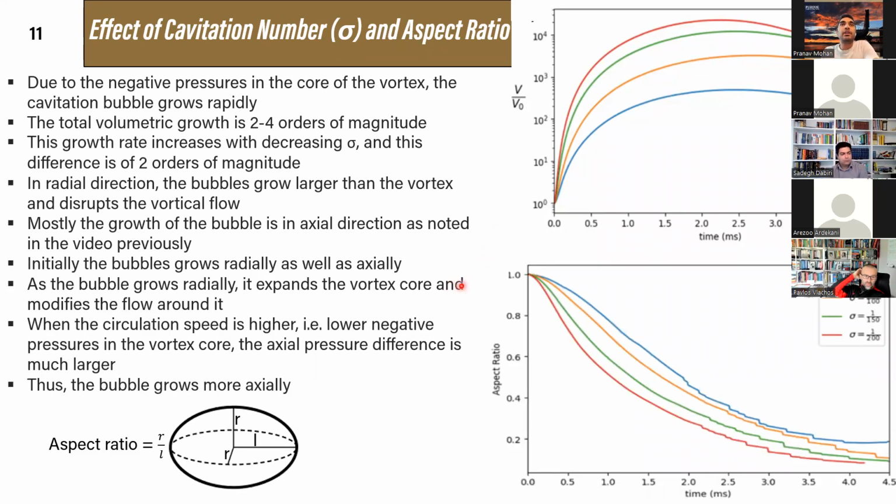Moreover, we also look at the aspect ratio. Aspect ratio is important here because we are studying how the bubble grows axially. So at first, we see that in all the simulations, the aspect ratio is 1. That is, the bubble is circular. However, as we let the simulation run, that aspect ratio decreases. That means it elongates. However, we get more elongation, or the aspect ratio is lower, at lower cavitation numbers, or when the vortices are stronger.